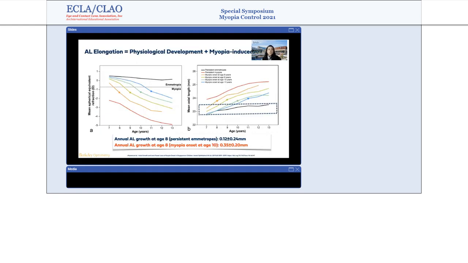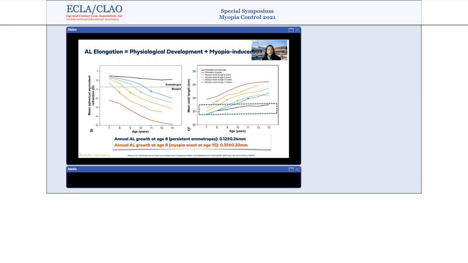Although measuring axial length is becoming less invasive and more convenient, and many children in the age range of 4 to 6 years old are able to get a reliable axial length measure, the interpretation of the axial length reading is actually not as straightforward as we assumed. More specifically, the axial length elongation actually has two components. The first component is related to age-related or physiological development. And the second component is related to visually induced growth, which causes a myopic shift in the refraction.